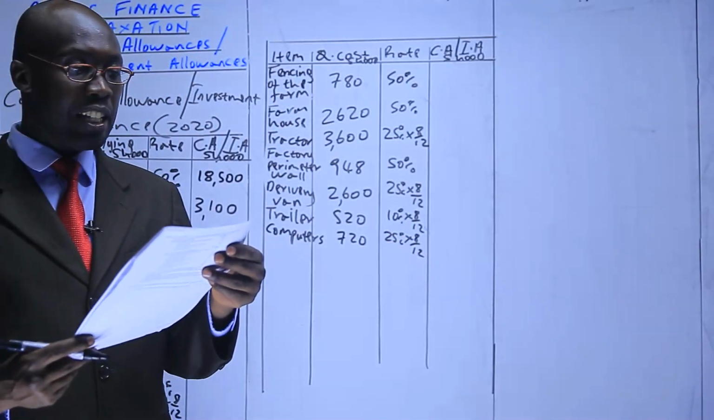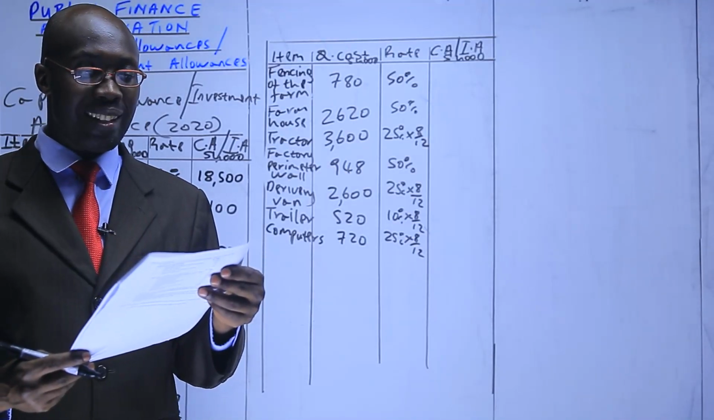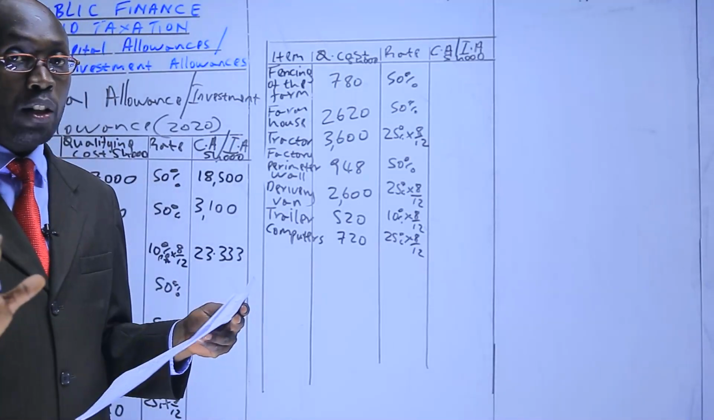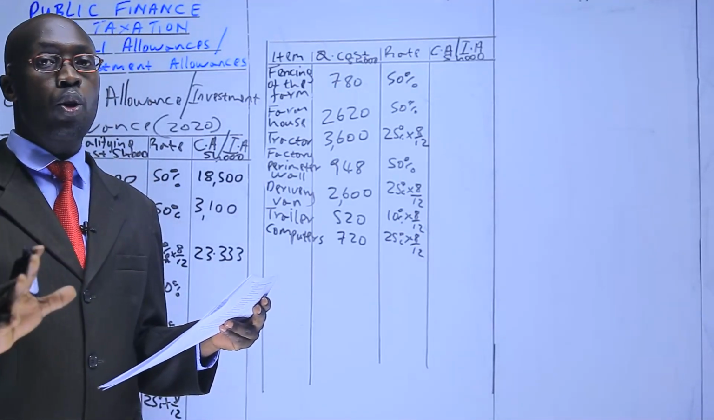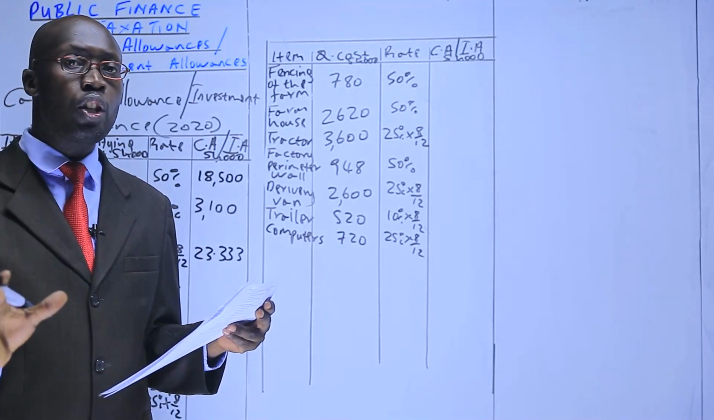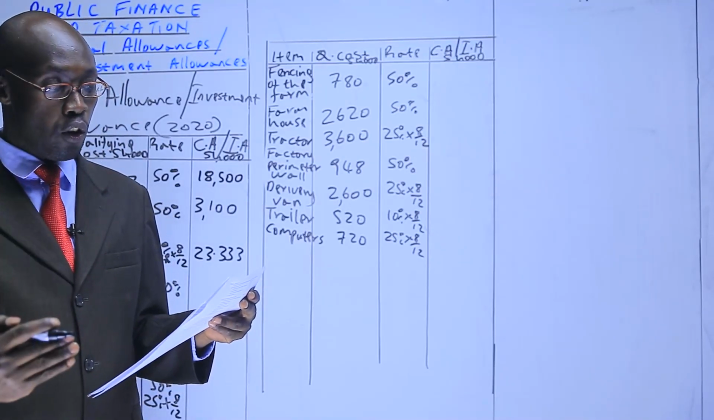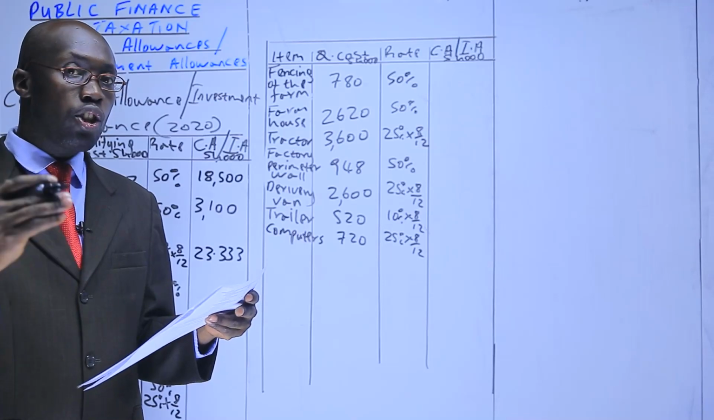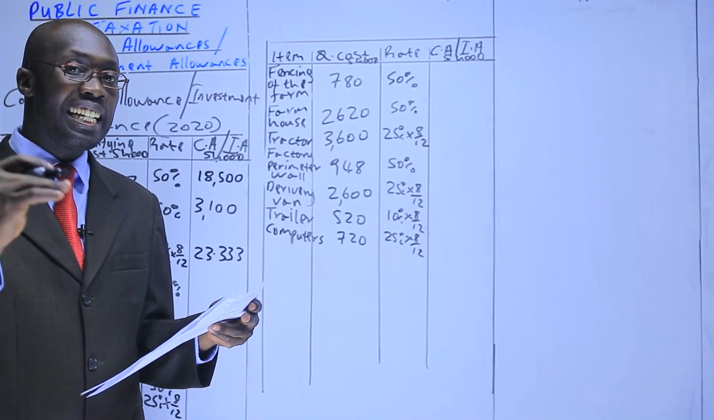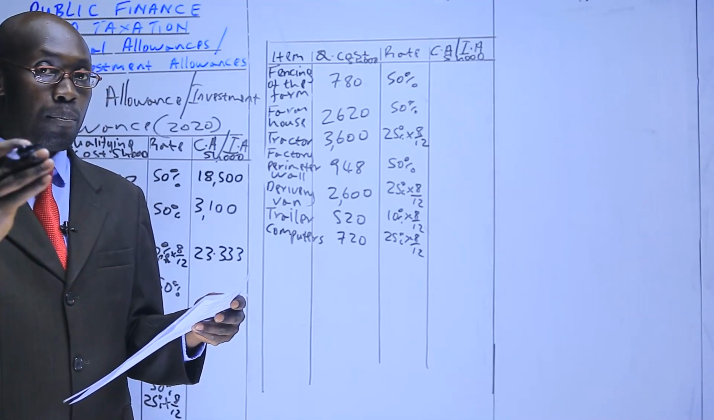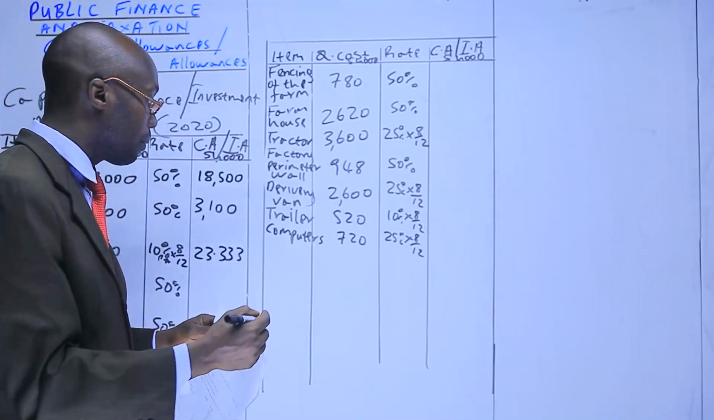The next one is 2 saloon cars, each costing 3,300,000. Saloon car we said is 25%, but we noted that for a saloon car and sport utility vehicle, if the value is more than 3 million for each vehicle, we restrict to 3 million only. This one is 3,300,000, so we have to restrict each to 3. Now being 2, 3 times 2 gives you 6.